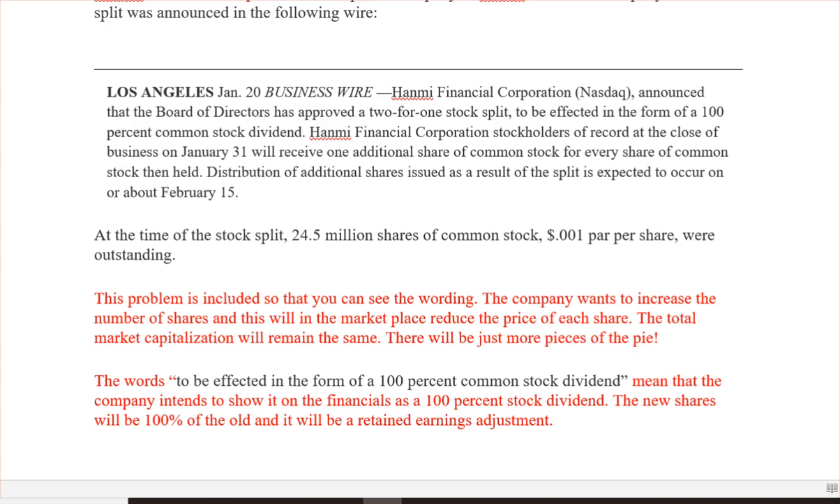They don't have to. They could have said it will be just a 2-for-1 stock split. They could have just stopped their sentence there and said, announced that it has approved a 2-for-1 stock split. They would record it as they do stock splits. There's no journal entry. We'll get into that, but there's no journal entry. No debit to retained earnings. That would have been the end of it. But because they added that phrase, to be effected in the form of a 100% common stock dividend, or it could have just said in the form of a common stock dividend, you know that in their accounting they're going to do journal entries.